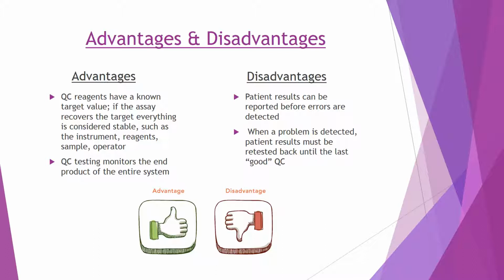One disadvantage of QC involves systems that auto-verify results. So occasionally, patient results will slip through before errors are caught or identified and corrected. So if that happens, any patient results reported since the last good QC went through, those must be retested. And they need to be retested after the problem is identified and fixed.